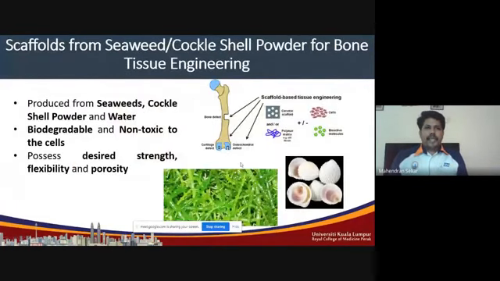And another one is scaffolds from seaweed and cockle shell powder for bone tissue engineering. Currently, what we practice is we use ceramic scaffold. Ceramic only we use for this kind of tissue engineering purpose. But the researchers came up with an alternative product based on natural sources, especially cockle shell powder, and also seaweed. So it possesses the desired strength, flexibility, and porosity. This has given better results when compared to the existing one.